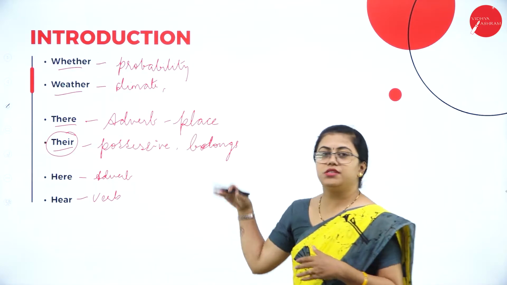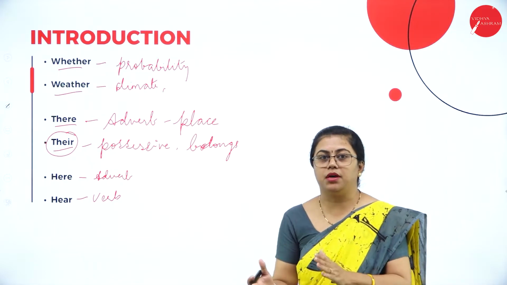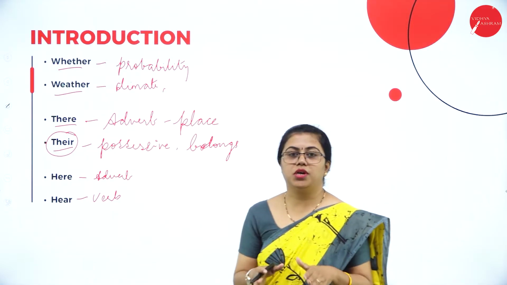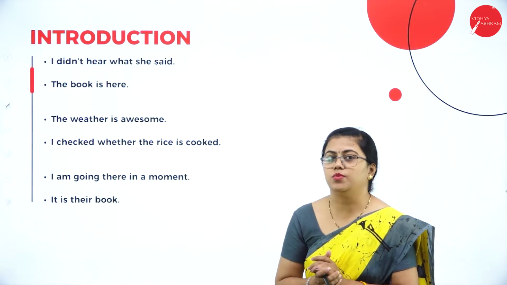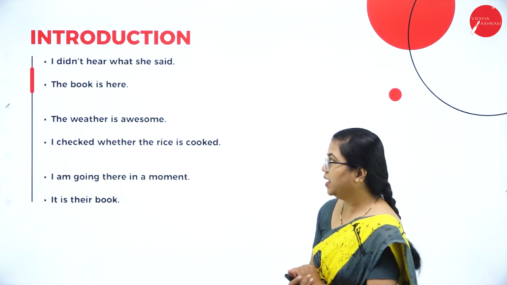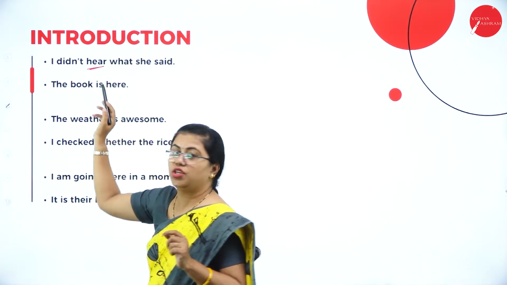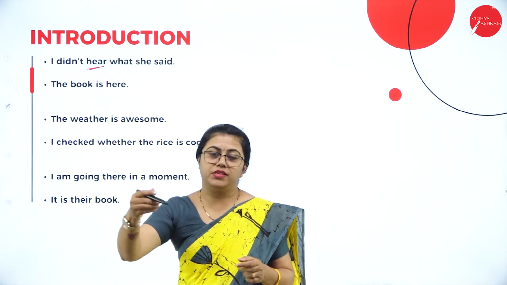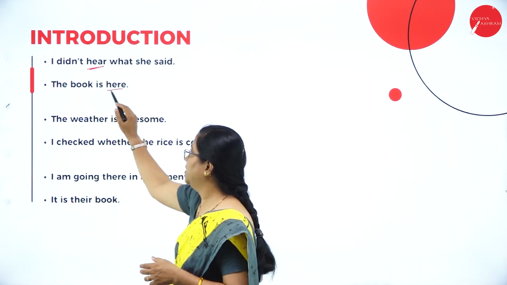So there are differences between words which have different spellings but the same pronunciation, and the meanings will also be different. So these are the words that are often confused. Like this, I'll just tell you a few sentences wherein these words are used. I didn't hear what she said. So here I have not used H-E-R-E. I have used the verb only. In the previous slide we saw the word which we get confused with the word this.